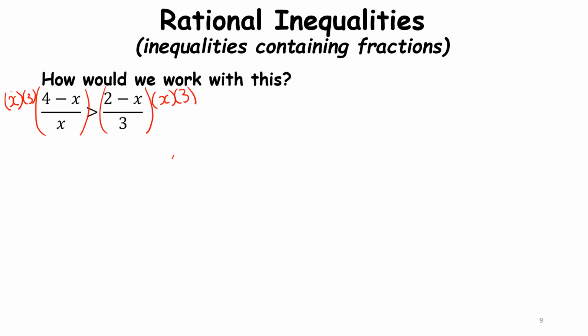And this is what I see quite a lot with students. And I suppose it's the obvious choice, but it's incorrect. And the reason it's incorrect is because is x positive or is it negative? And the answer is we don't know. And because we don't know, we can't just multiply it.